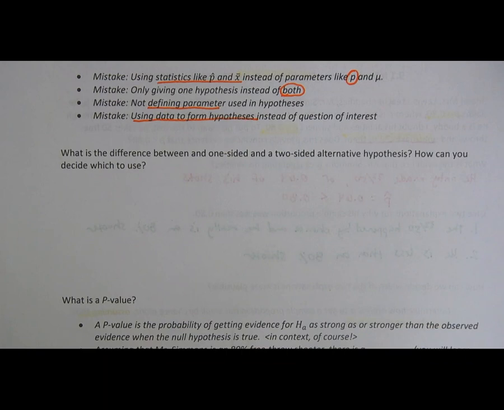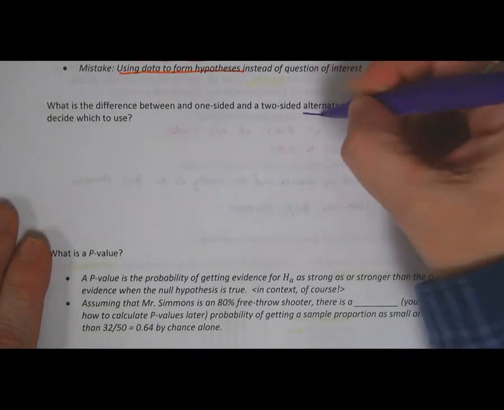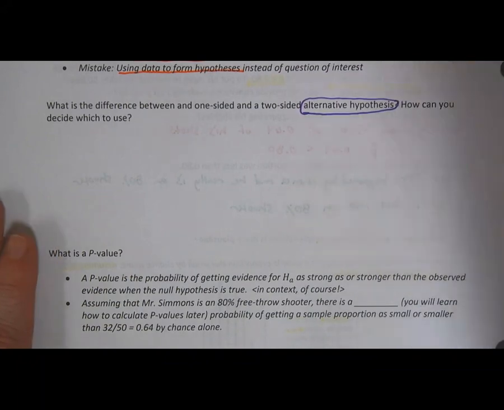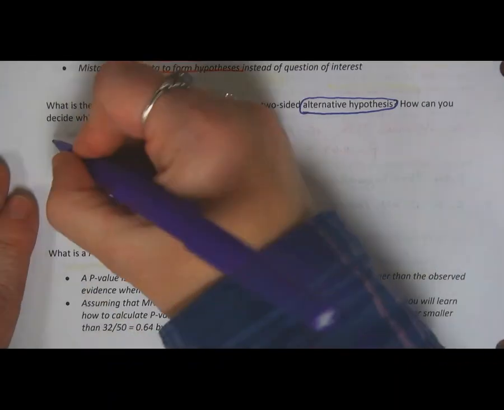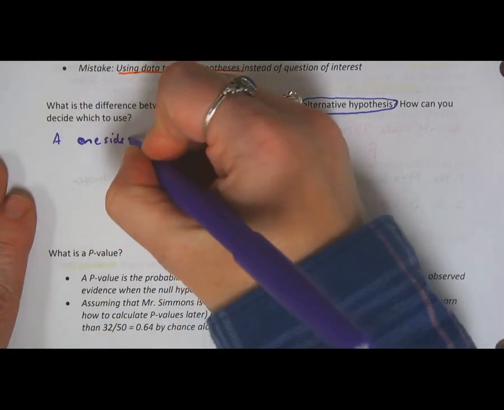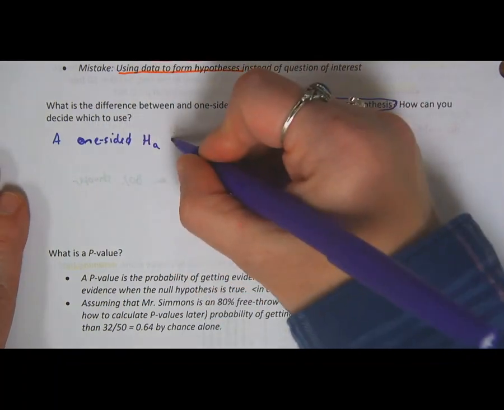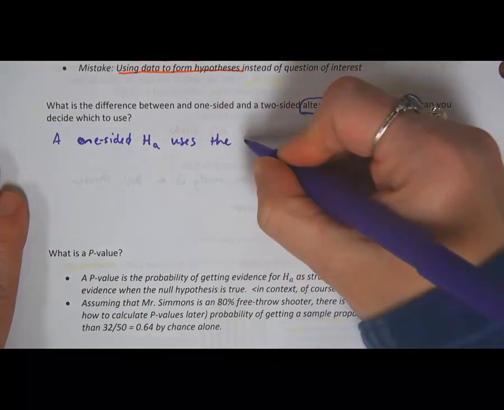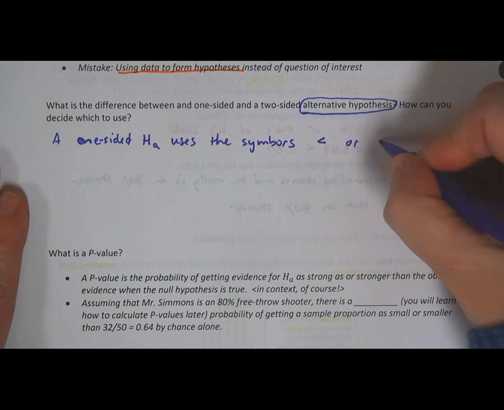Okay, we're going to get to this a little later on in the chapter, and I'll be able to expand on it a little bit. But the difference between a one-sided and a two-sided alternative hypothesis. So this only applies to the alternative. The null, once again, is always going to have an equal sign. A one-sided alternative hypothesis uses the symbols less than or greater than.